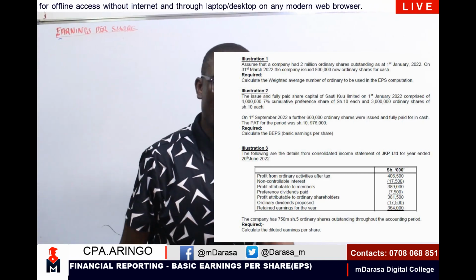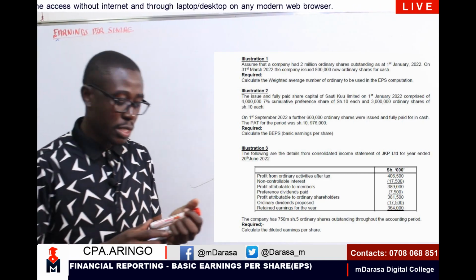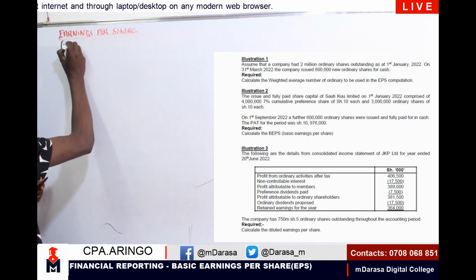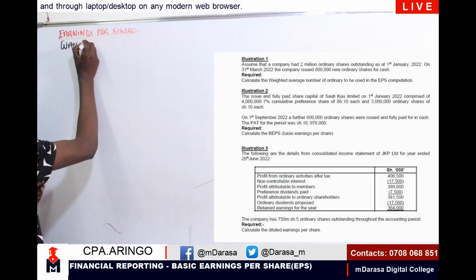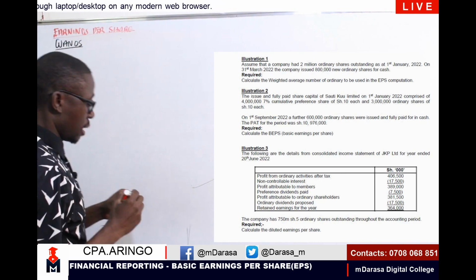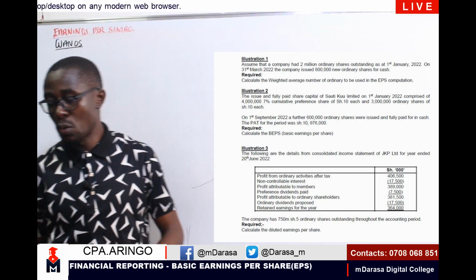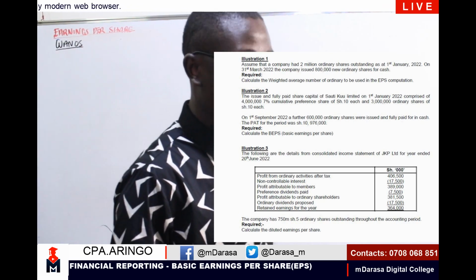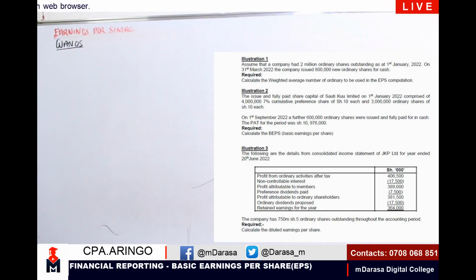How will we go about it? See how simple this will be. I want to determine our WANOS, the weighted average number of ordinary shares outstanding for that period. At this point, we can agree that we have these shares which we are issuing on 31st March, when the company issued 800,000 new ordinary shares.